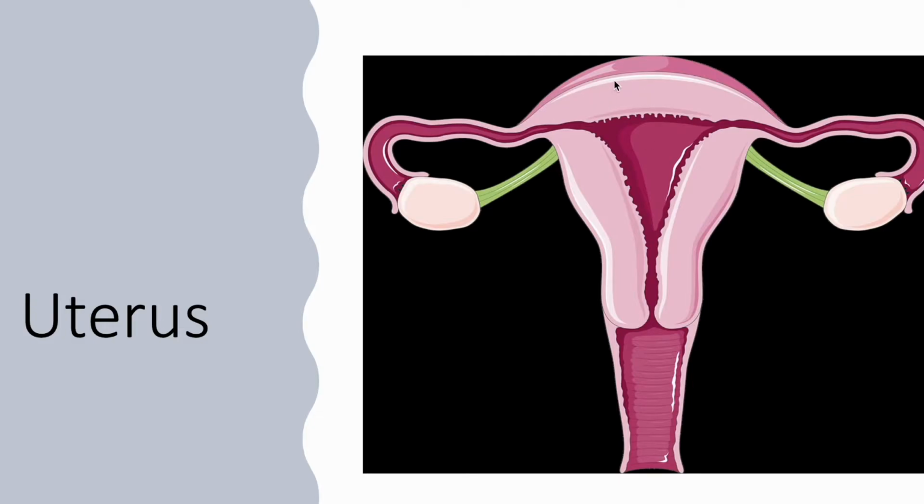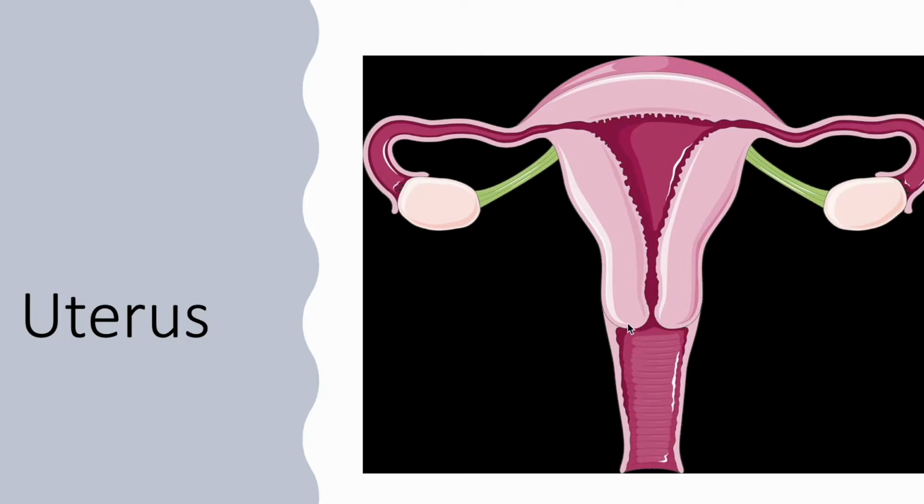Okay, so this is a uterus. This part on the top is called the fundus. These are the fallopian tubes on both sides, and the ovary. This is the body of the uterus, and the inside layer is called the endometrium. If you look at the end of the uterus, you see this part. This is called the cervix. It has an important role during labor.